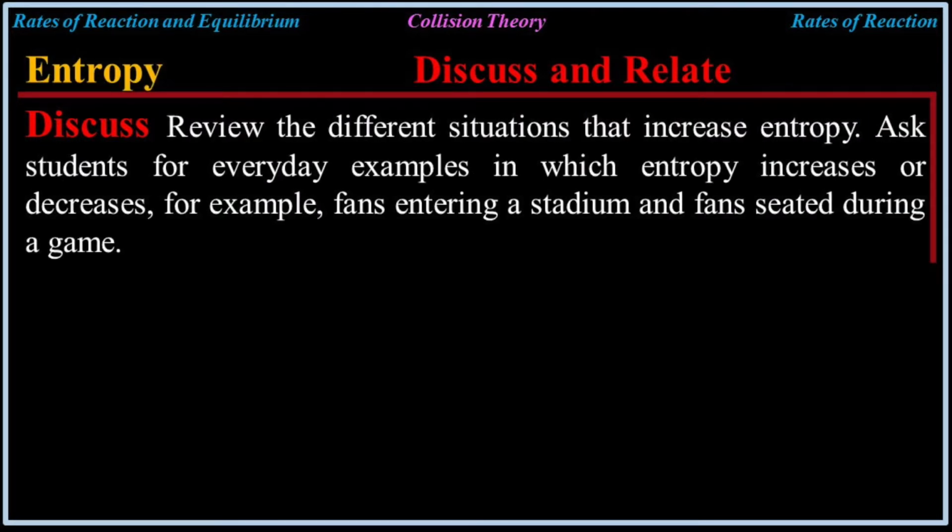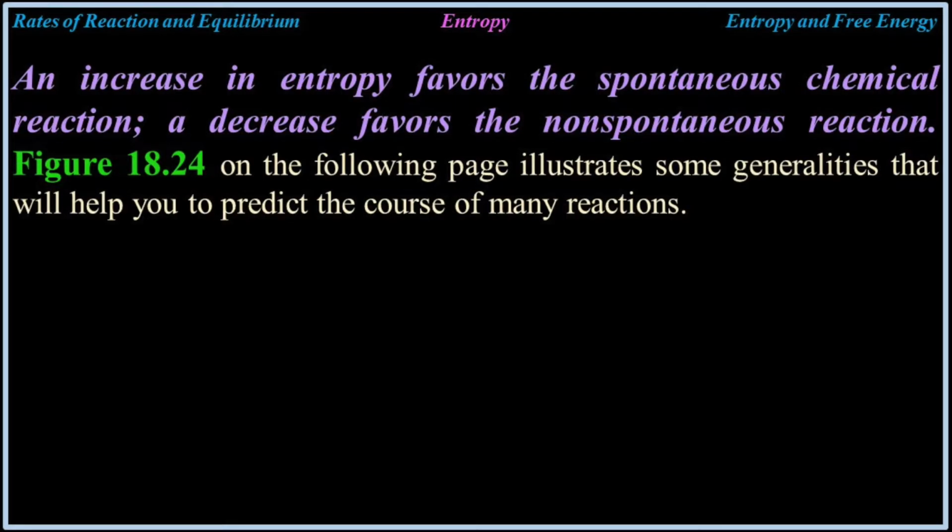Review the different situations that increase entropy. Ask students for everyday examples in which entropy increases or decreases. For example, fans entering a stadium and fans seated during a game. An increase in entropy favors the spontaneous chemical reaction. A decrease favors the non-spontaneous reaction.